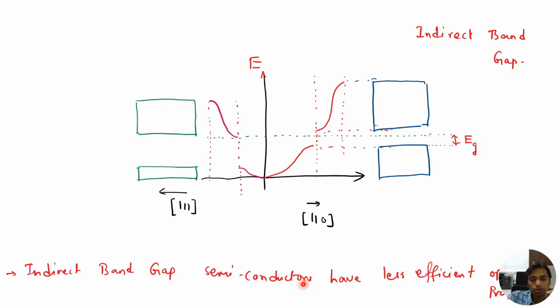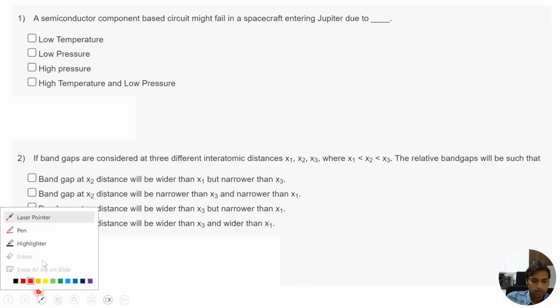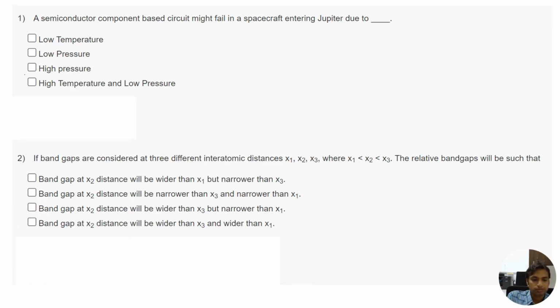Okay, so this is all about the concepts that will be required to solve today's questions. So let us have a discussion of these questions. A semiconductor based circuit might fail in spacecraft engineering entering Jupiter due to, so what can happen? High pressure. High pressure, correct. So this is your correct answer. What about the next one?